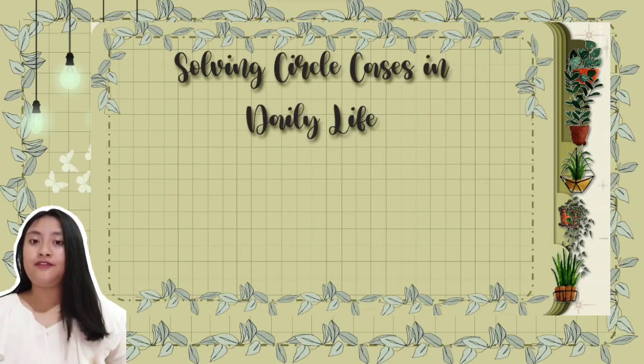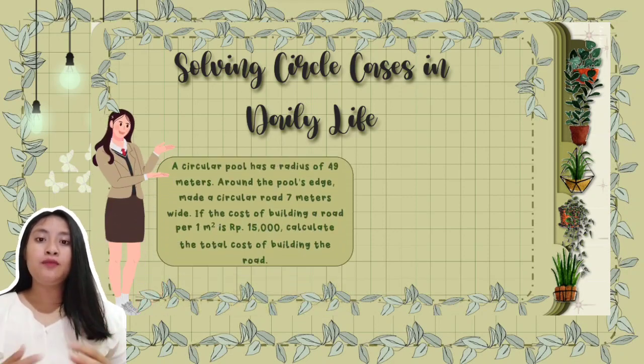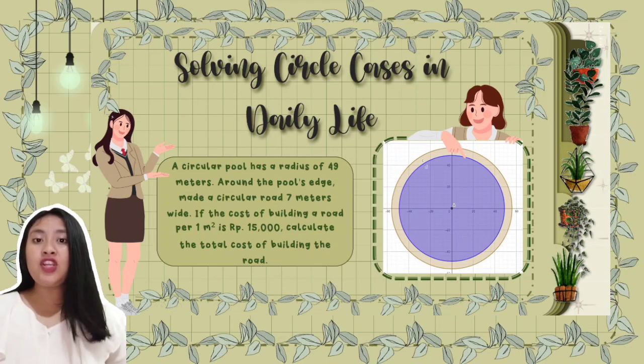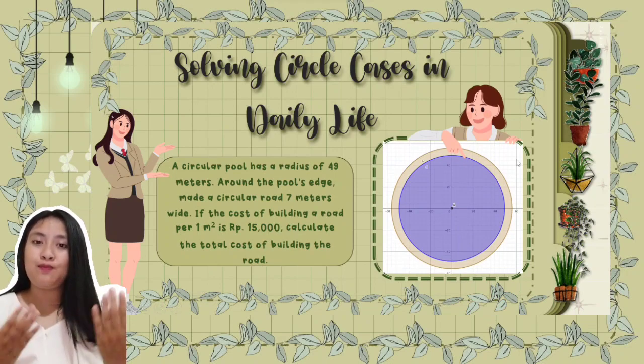Next, before we end this video, I will give you one case about the circle area in daily life. The question is, a circular pool has a radius of 49 meters. Around the pool's edge a circular road 7 meters wide is made. If the cost of building a road per 1 square meter is 15,000 rupiah, calculate the total cost of building the road. The illustration of this case is like this picture.